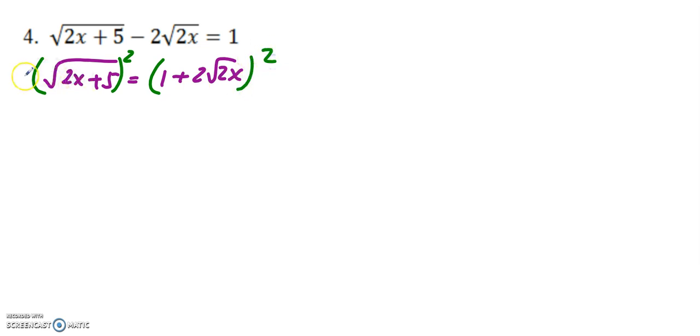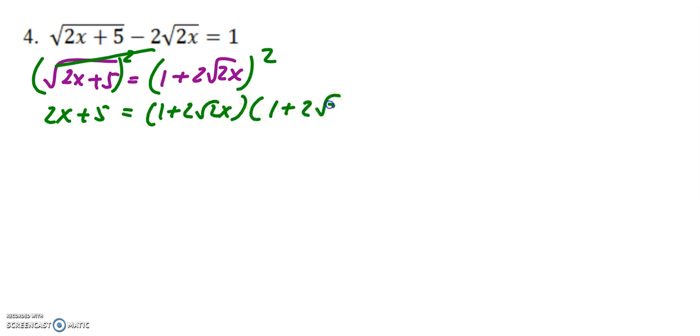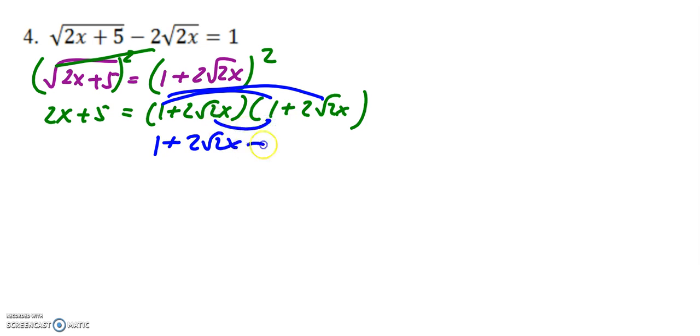Over here, inverses, we'd have 2x plus 5 left over. Here, just like the last problem, it ends up being FOIL because you're doing a binomial times itself. So I'm going to write it out because you are much more likely to get it right if you show your work. Trust me on that. If I FOIL this side, I would get 1 plus 2 root 2x plus another 2 root 2x.